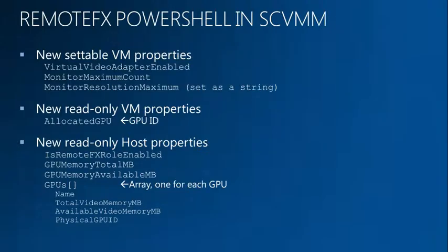There are some new read-only properties here. Allocated GPU, this is your GPU ID. So if you have multiple GPU cards in your server, you can go through and identify each one of those. And then there are also all the different settings at the host properties: GPU memory total, available, and then for each of the individual GPUs, if you have multiple video cards in the server, you've got the capabilities here of the name of that card, total, available, and the physical ID of the GPU.